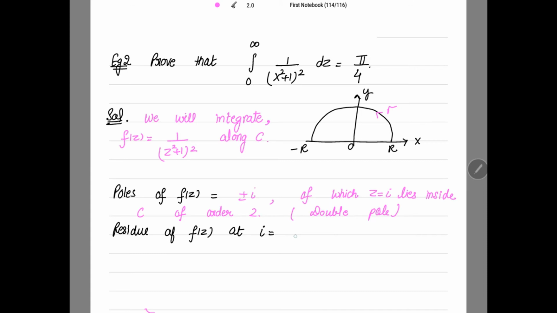is 1 over (k−1) factorial. k is 2 here, so this is 1 over (2−1) factorial, limit z tends to i, d by dz, we have to differentiate this. How many times? k−1 times. That is only once. (z−i) to the power k, k is 2 here, into f(z).